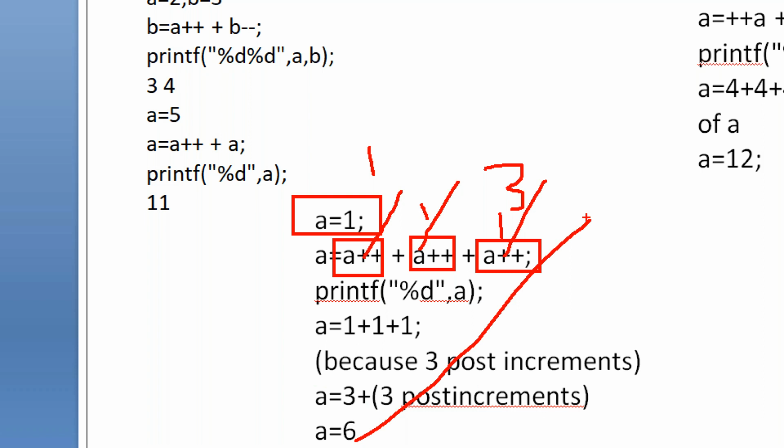So first, post increment means what? The value is substituted as it is, and later it is incremented. So the values are substituted by 1. 1 plus 1 plus 1, 3. Now how many post increments am I using here? 3. That is why you will get the answer 6.